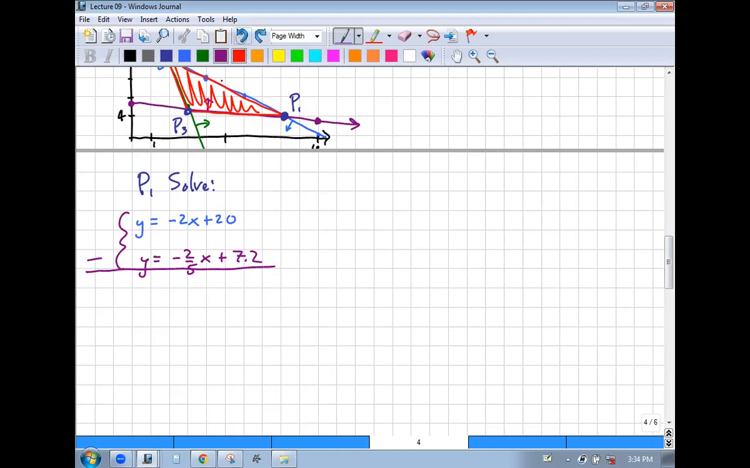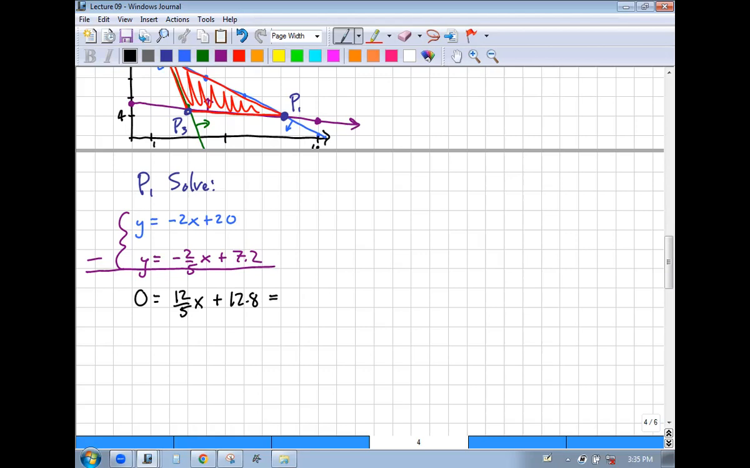You see, y minus y is 0. Right? Negative 2x minus a negative 2/5x. Well, that's negative 2 plus 2/5, right? 2 is 10/5, so that's really 12/5. So this guy minus that guy gives us 12/5 x. And then we have 20 minus 7.2. And I'm going to use my calculator so I don't screw it up. Apparently, I'm bad at arithmetic. 20 minus 7.2, 12.8. Okay.